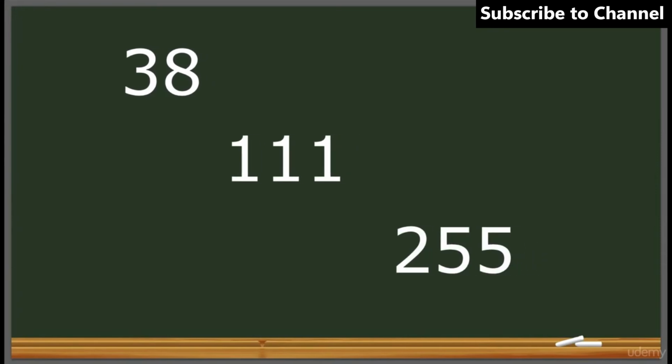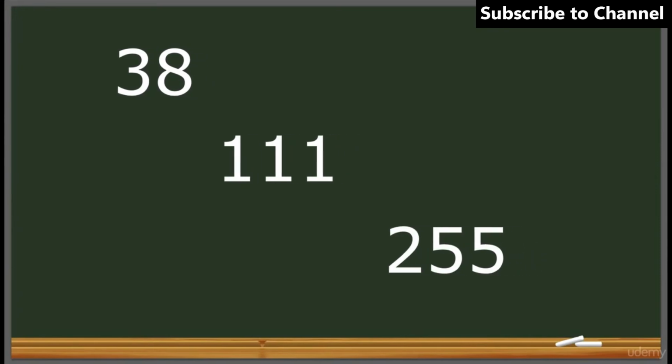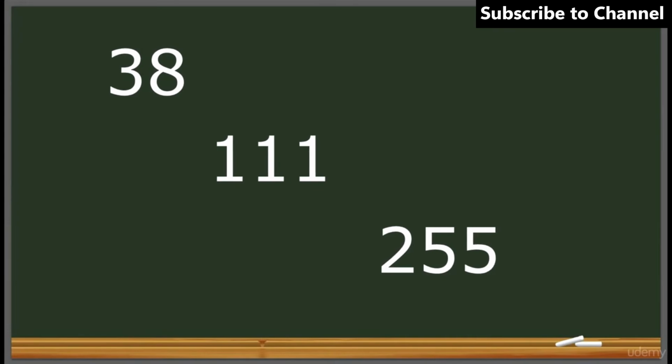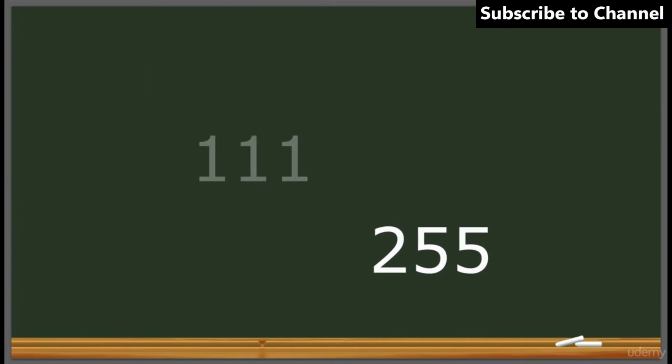And to make sure everybody gets the hang of this, try converting these three numbers from decimal to binary for homework: 38, 111 and 255. As always, I will give you the results in the next lesson with a quick explanation in case anybody is confused.